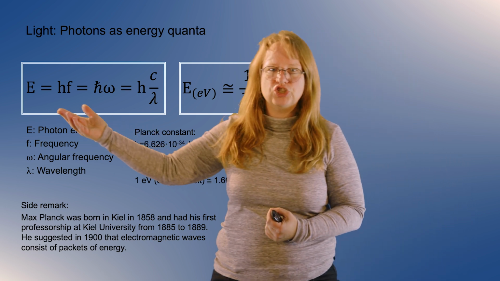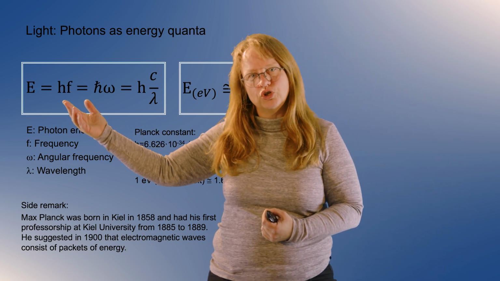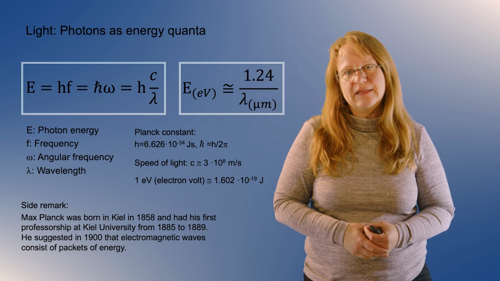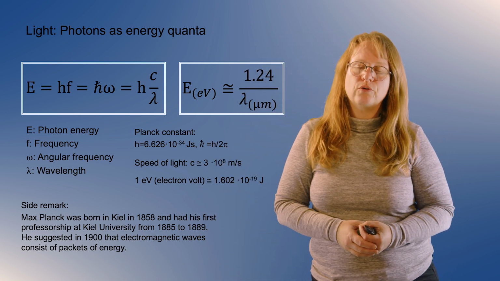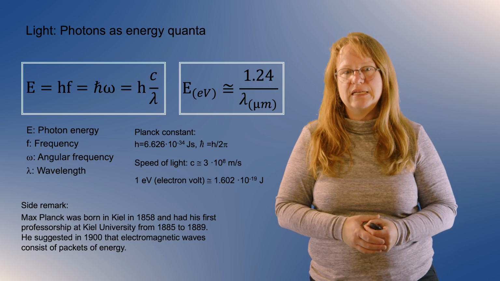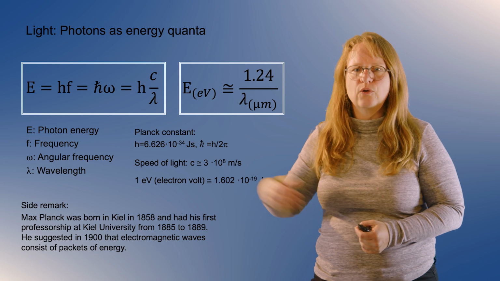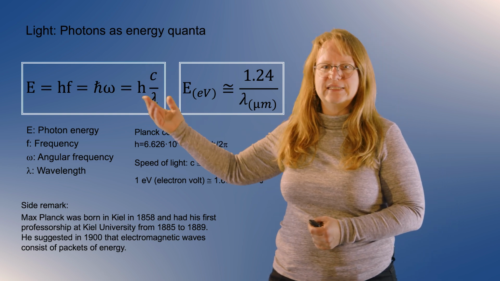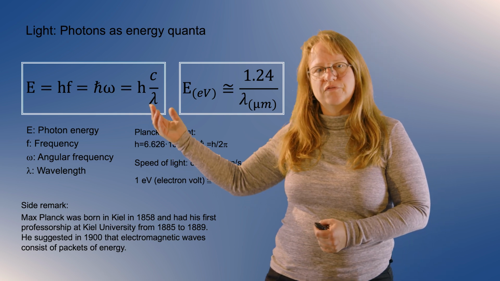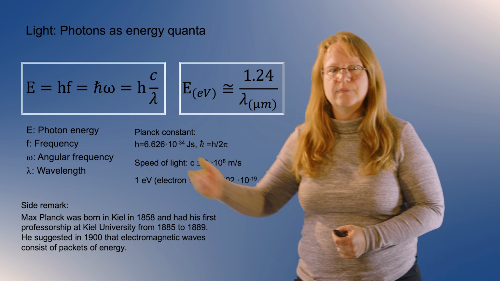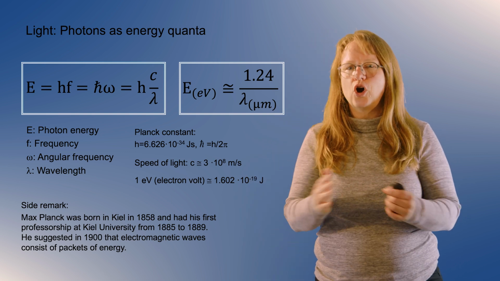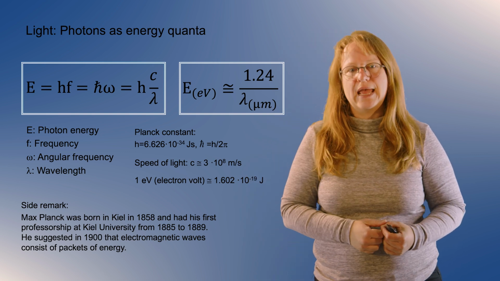So this is the energy of a single photon of frequency f. And we have seen initially that the frequency of an electromagnetic wave and the wavelength are related by the speed of light. So we can also rewrite this as shown back here as h times c over lambda. And we see that if the wavelength is longer, this means that the energy of the photon is lower. If the wavelength is shorter, we have a larger photon energy.